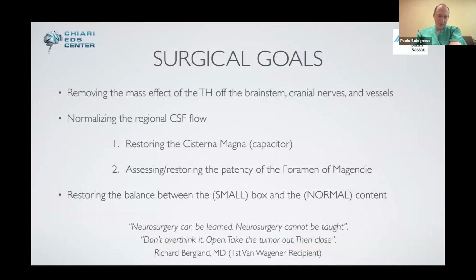Now we go to surgery. The surgical goals are obvious. Tonsils are in a place where they don't belong. They create the ruckus, they push things around, they block the flow. We have to restore the balance to the force, so let's not make it that complicated.